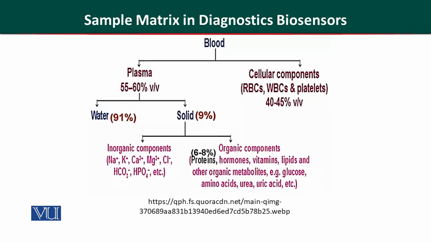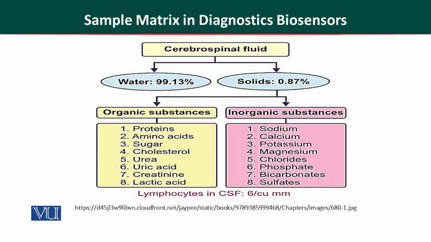So you can see the composition of blood is a bit complicated. It is a complex material. So if we are going to detect a molecule from this sample, this sample is considered as a complex matrix. So the second sample which we are going to discuss is the cerebrospinal fluid.